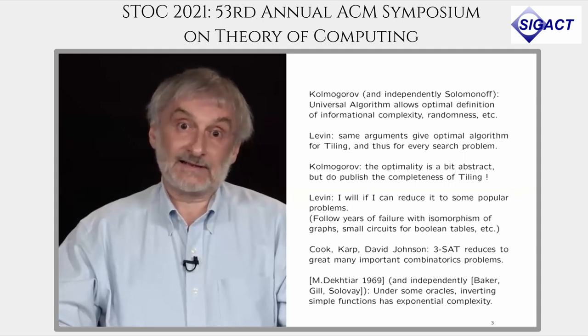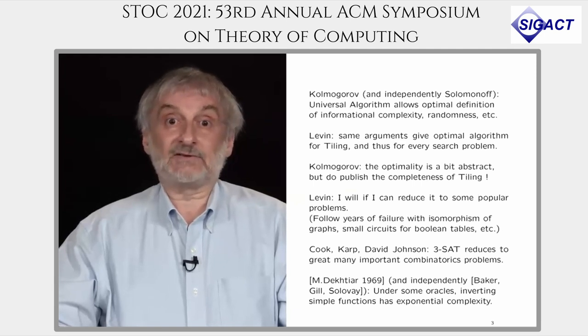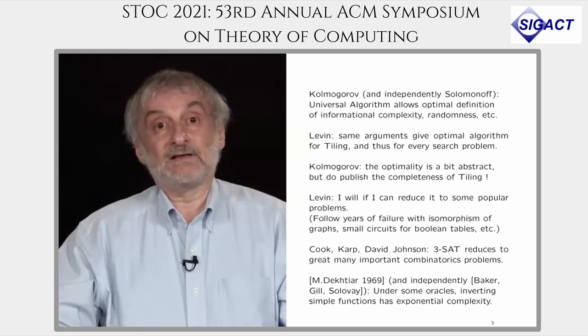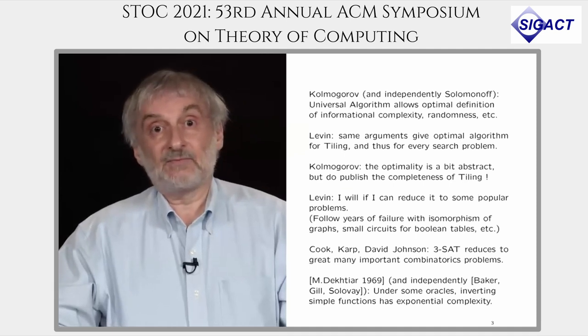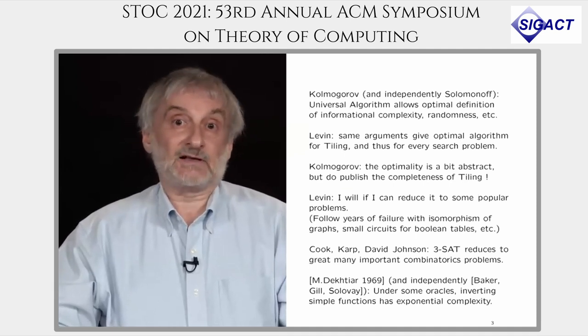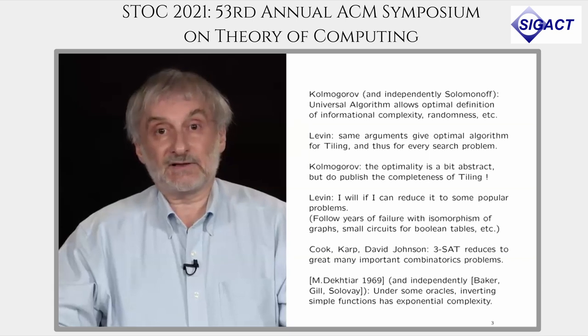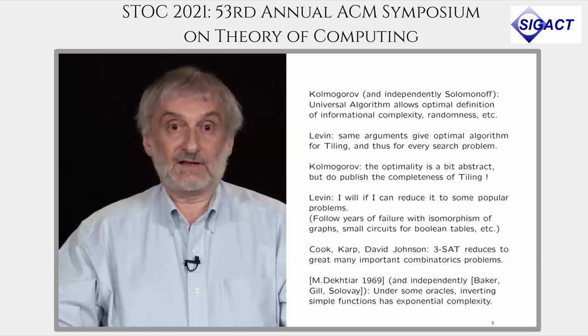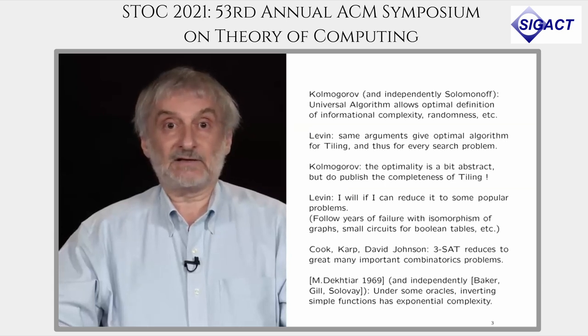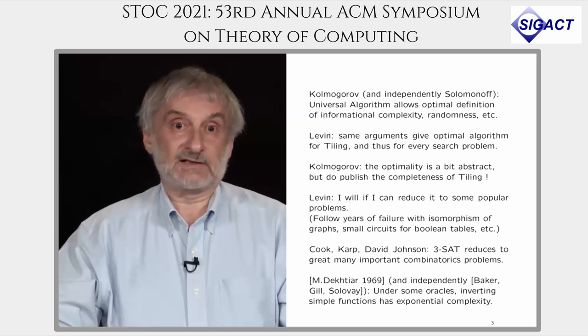And an interesting angle was added to these issues. In 1969, Mike Dektyar, a student of Boris Trakhtenbrot in Novosibirsk, published a proof that under some oracles, inverting simple functions has exponential complexity. In the US, Baker, Gill, and Solovay did this independently.